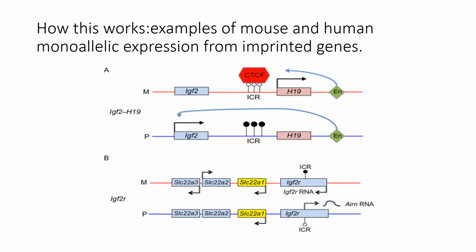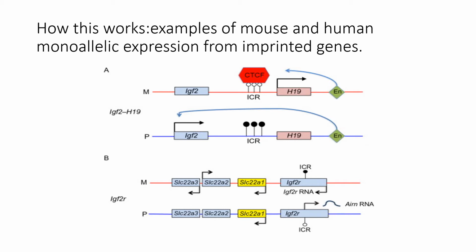Okay, so here's a representation of what we just said before about CTCF binding and insulin-like growth factor expression from the maternal versus paternal allele. So it's showing the same thing with a slightly different cartoon, in which we have, of course, H19 expressed from the maternal and IGF-2 expressed from the paternal.